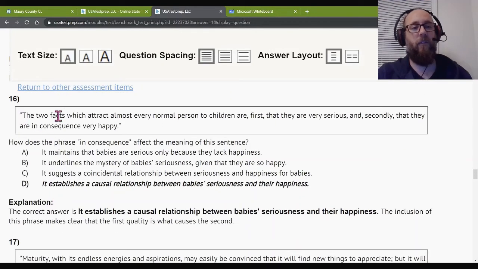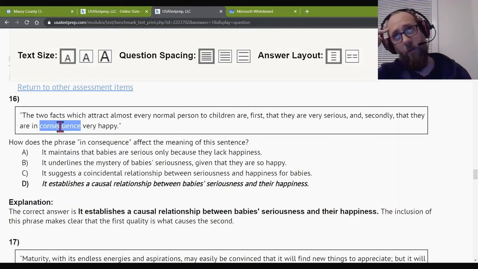16 says, the two facts which attract most every normal person to children are, first, that they are very serious, and secondly, that they are in consequence very happy. So we would need to look at this word consequence, because it asks, how does the phrase "in consequence" affect the meaning of the sentence?